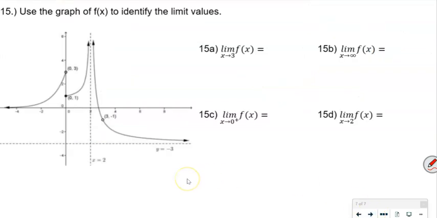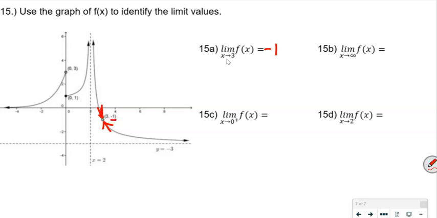All right, so our next one, number 15, says evaluate or use the graph to identify the limit values. Okay, so as x approaches 3, notice that this value right here is 3, negative 1, right? So as x approaches 3 there, what is the graph approaching? It's approaching negative 1. It even tells us that, right? So we're approaching that negative 1. See that y value right there?